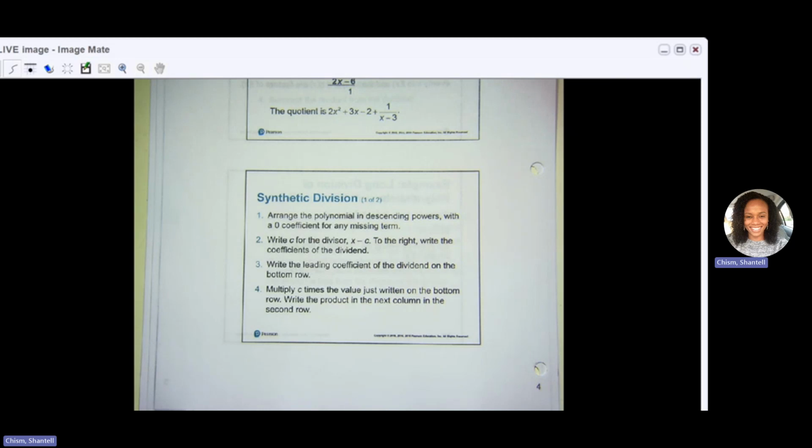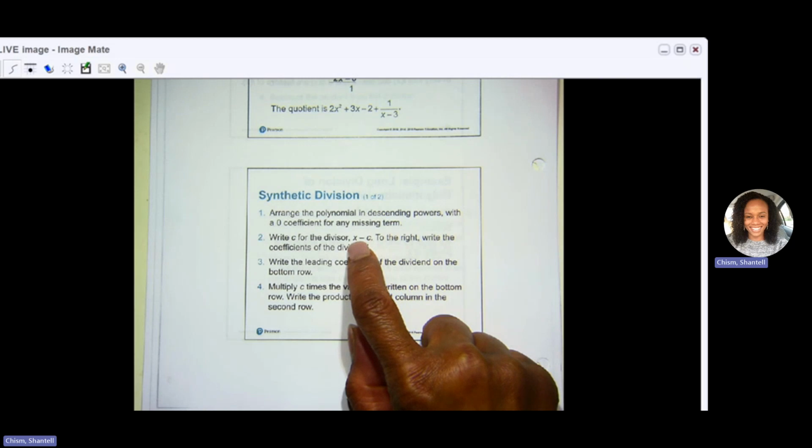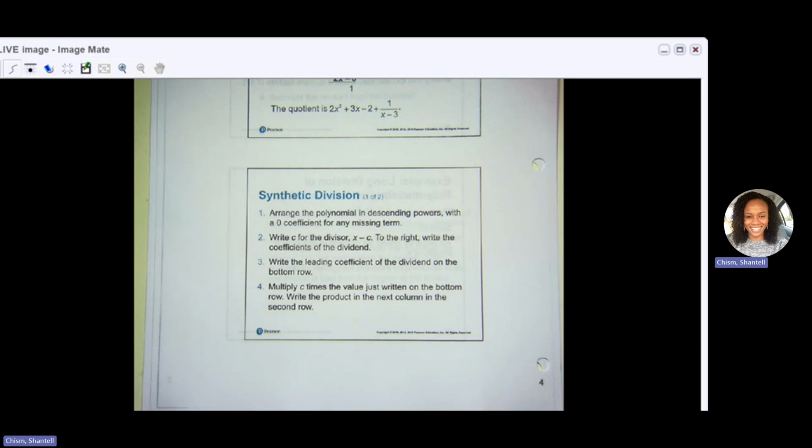of a certain form. Now, if the divisor is not x minus c, and this could be x plus or minus c, of course, but what I mean is the coefficient in front of the x for your divisor has to be 1. The constant can be plus or negative. But as long as your divisor is of this form, then you can use synthetic division.